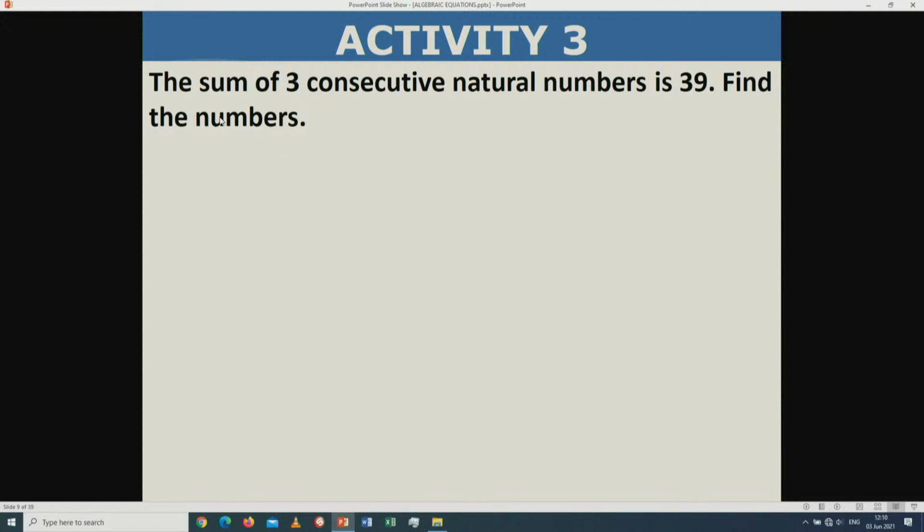Question. Right. Now let's go back to the question. The sum of three consecutive natural numbers is 39, and then find the numbers. Now we'll have to set up the equation. So let's say we let the first number be x. That means if the first number is x, the second number will be x plus 1, because the difference between the natural numbers is 1.